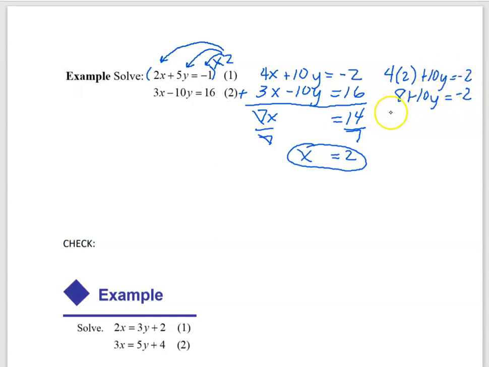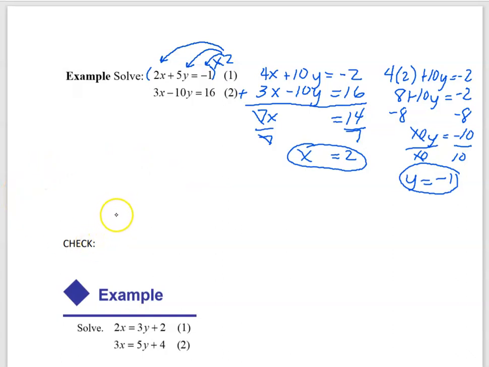Go to the side with the y on it. Get rid of the thing that's connected to the y. Negative 2 plus a negative 8, that's going to be negative 10. When I divide by 10, I'm going to end up with y is equal to negative 10 divided by 10, which is negative 1.